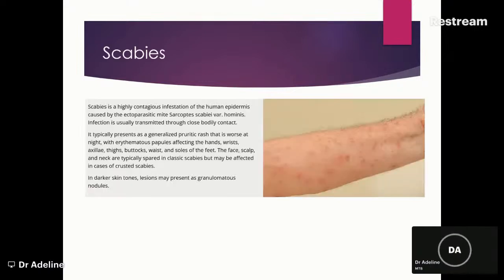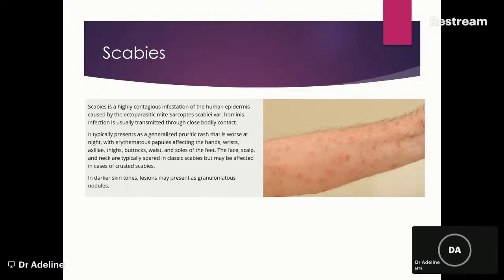Coming to scabies, it is a really contagious disease which is usually caused by the ectoparasitic mite known as Sarcoptes scabiei var hominis. It is usually transmitted by close bodily contact. The most common presentation is an extremely pruritic rash that is worse at night, with erythematous papules affecting the hands, wrist, axilla, thighs, buttocks, waist, soles of the feet, and in between the fingers. The face, scalp, and neck are usually spared, but can be affected in cases of crusted scabies, which we'll come to later.